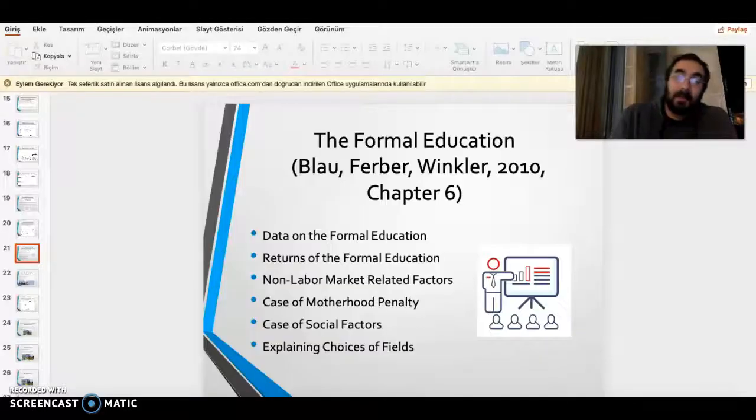Welcome to the fifth part of the labor force participation and occupational segregation lecture of the gender economics course. This course is basically an introduction to feminist economics, and it is prepared for the Middle Technical University Northern Cyprus campus.